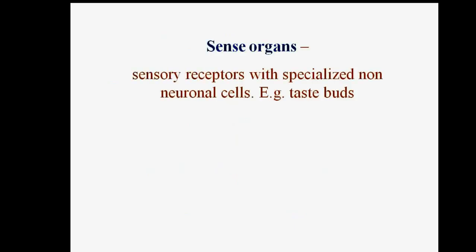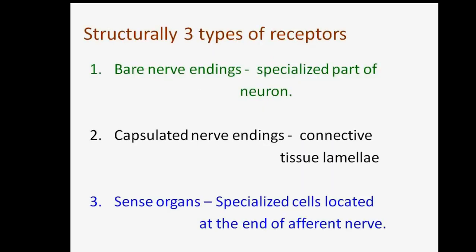Sensory receptors together with specialized non-neural cells, like taste buds, form sensory organs. Structurally, there are three types of receptors: bare nerve endings, encapsulated nerve endings, and sensory organs. Bare nerve endings are specialized parts of a neuron. Encapsulated nerve endings have connective tissue lamellae. Sensory organs are specialized cells located at the end of afferent nerves.